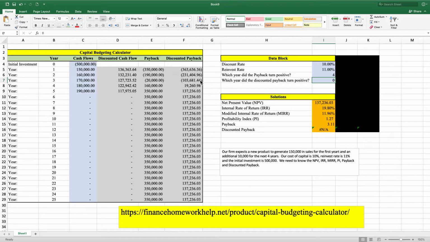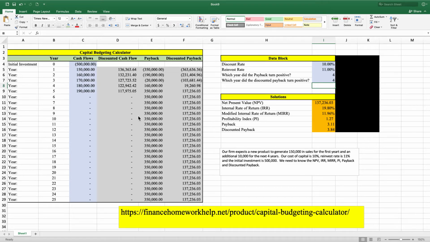We do the same thing for the discounted payback period. Which year did the discounted payback period turn positive? So we'll go over here, and again, we'll scroll down under the discounted payback period, and we see that right here is where it turns positive. We'll go over, and again, it's year 4, so we'll type in year 4. And this will give us our discounted payback period of 3.84.